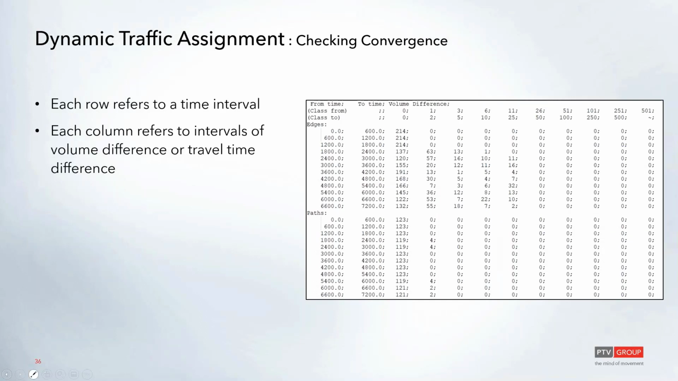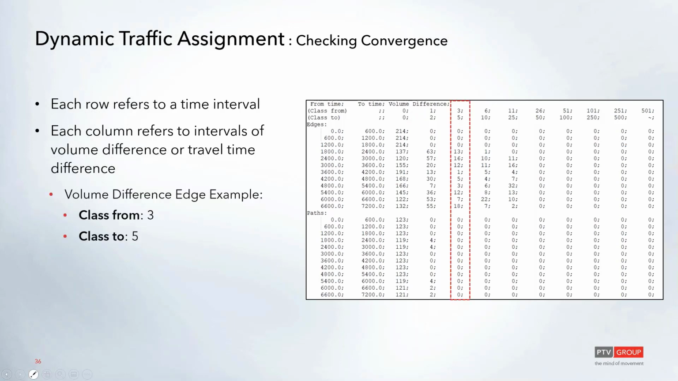And I just wanted to take a close-up look at what some of these values mean. So essentially each row is going to refer to a different time interval in the simulation, for example, 600 seconds to 1200 seconds. And then each column is going to refer to either a difference in volumes or a difference in travel times, depending on if you're looking at the top section or the bottom section of the file.